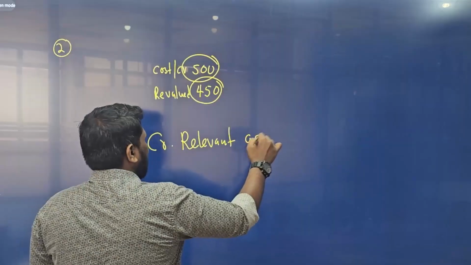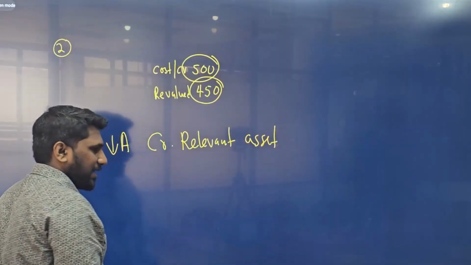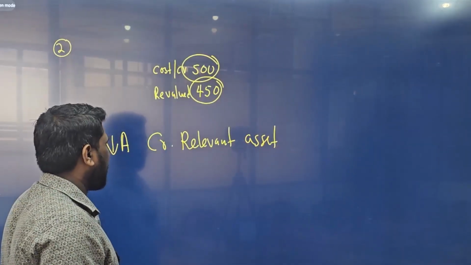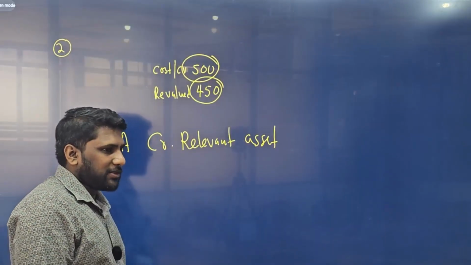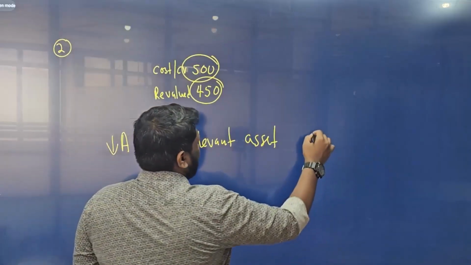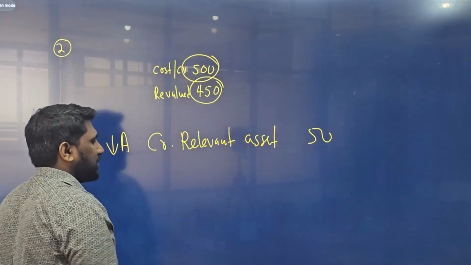So you see, very simple, whether the asset has increased or whether the asset has decreased. Asset has increased means you should debit it. Asset decreased means you should credit it. So credit the relevant asset by 50 because it has been decreased.